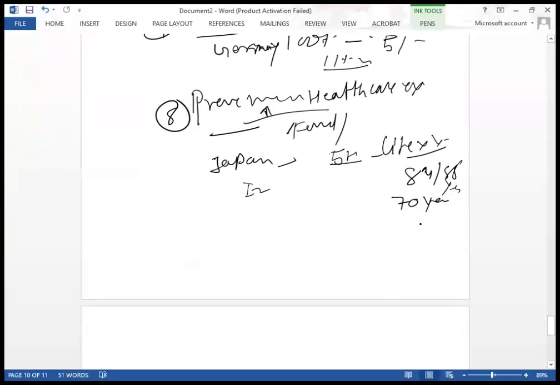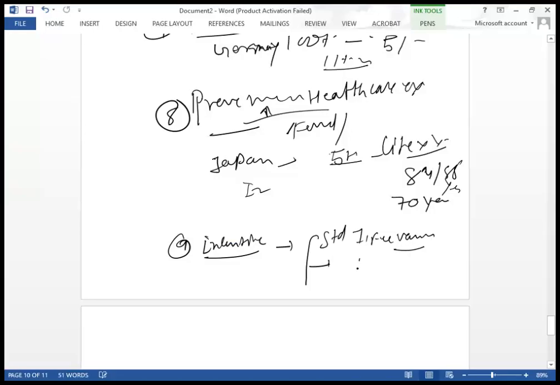Now we can add the ninth point, that is incentives. How can you use incentives? We can give incentives to medical students, like a fee waiver if you work in a rural area. Or with the help of NGOs we can organize a camp.